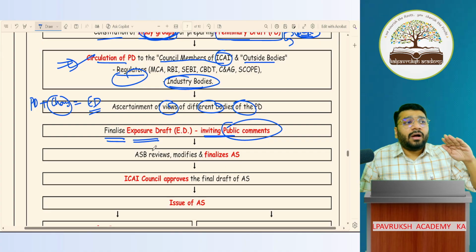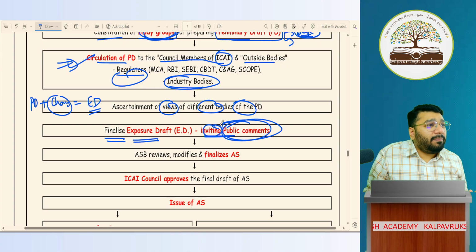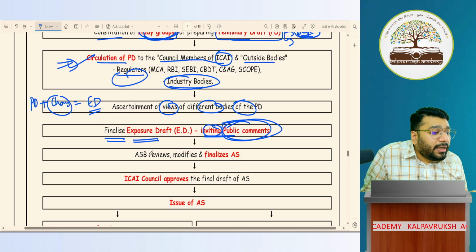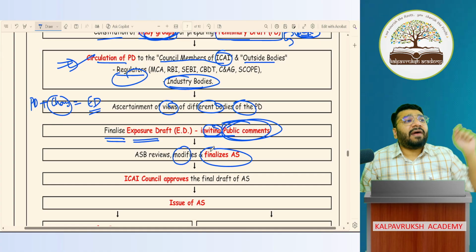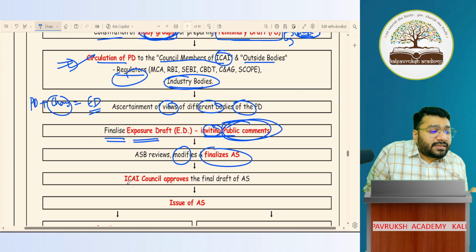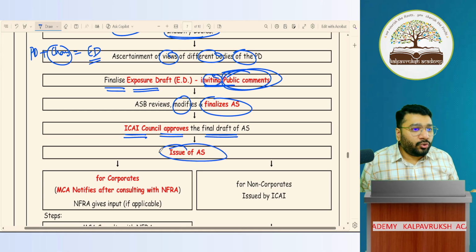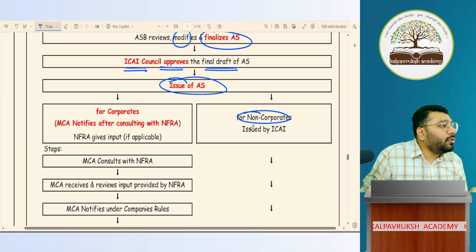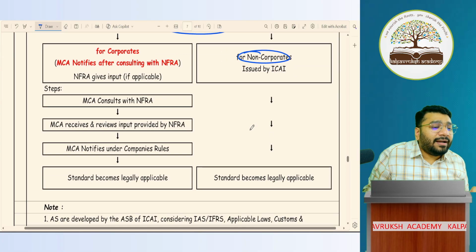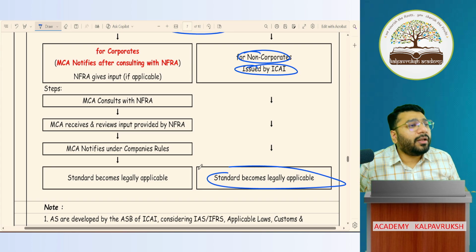Now, again, the ASB board will consider the reviews given by the public. They will review the public comments. Accordingly, they will modify and finalize the accounting standard. Then this finalized accounting standard is approved by the ICAI council members, and therefore it is issued. And once it is issued, all the non-corporates are supposed to follow the standards issued by ICAI, because the standards are made legally applicable. Got it, not got it.